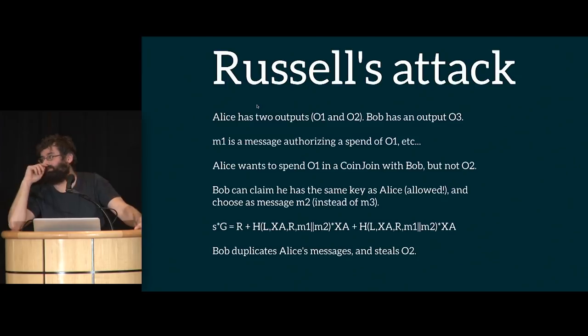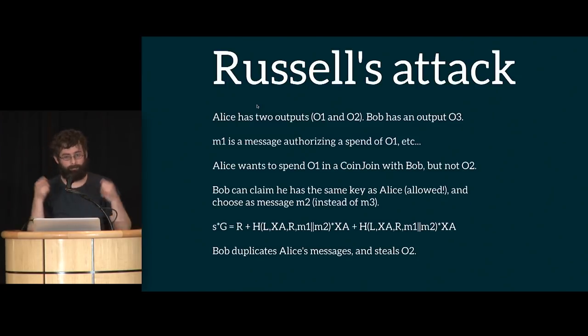It was mentioned in one of the earlier talks. Coin join is where multiple participants move their coins at the same time, and now you can't tell anymore which of the outputs really belong to the inputs. It's a very reasonable thing that Alice and Bob would want to do this. So in this protocol, Bob would be able to claim he has the same key as Alice, which is in the plain public key model perfectly allowed.